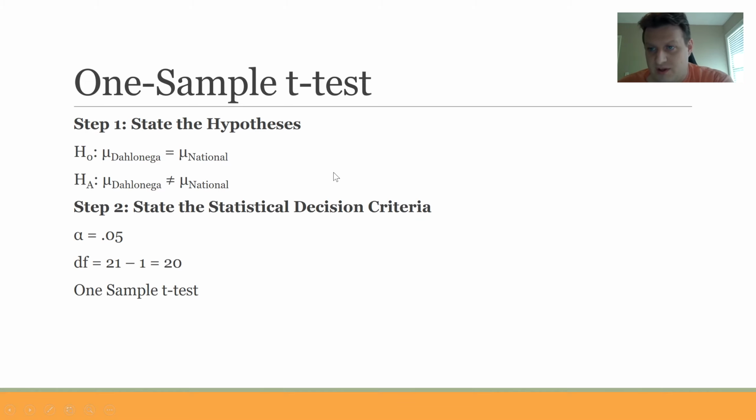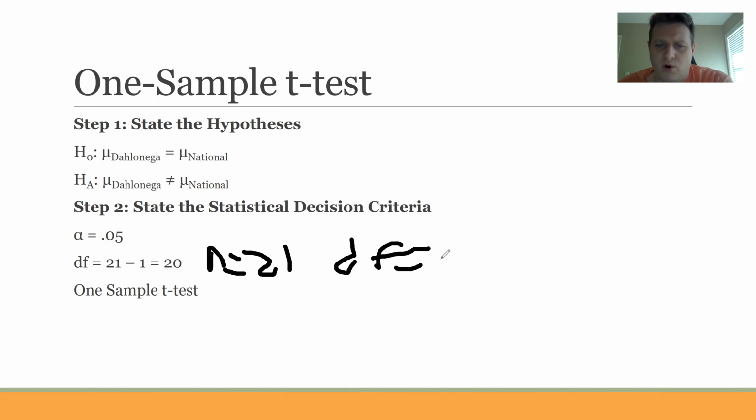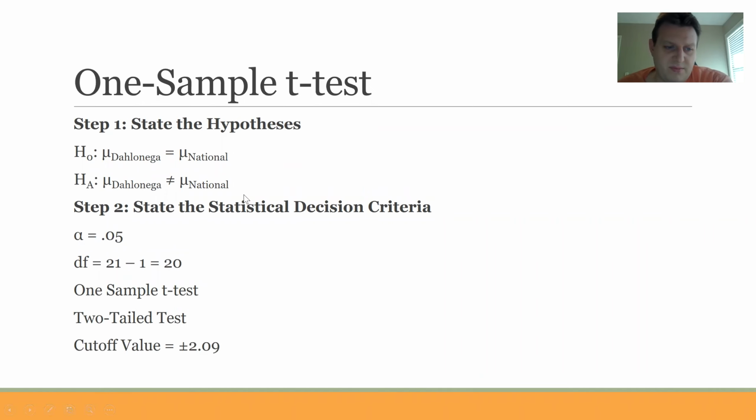Here's the first major difference between the one sample z-test and the t-test. We need to write our degrees of freedom. And our degrees of freedom are n minus 1. So we have 21 subjects, that's our n, and so our degrees of freedom are going to be 21 minus 1, which is going to be 20. Okay, not too difficult. The kind of test that we're doing is a one sample t-test. Is it one-tailed or two-tailed? It's a two-tailed test, so I'll put that right there.